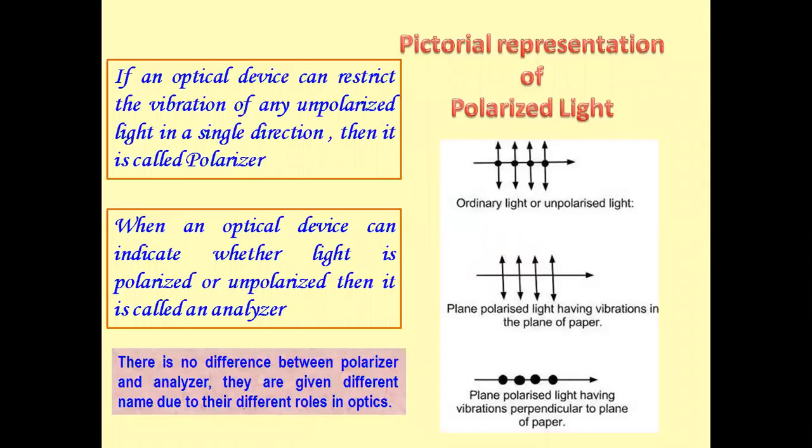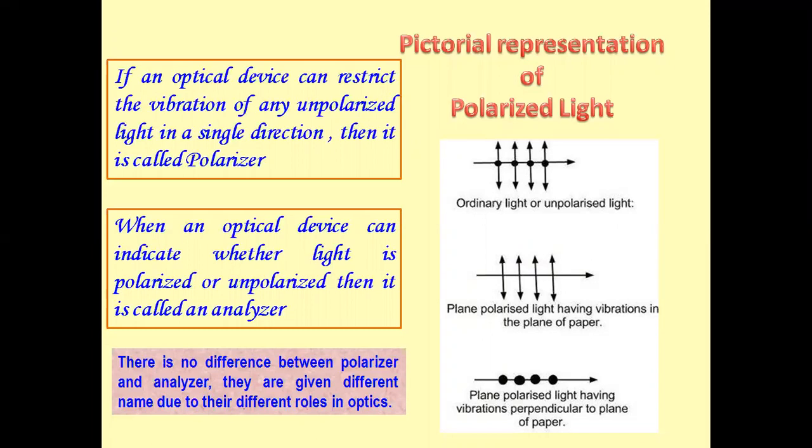In the previous slide, we mentioned polarizer and analyzer. But what are they? If an optical device can restrict the vibration of any unpolarized light to a single direction, then it is called a polarizer. Whereas when an optical device can indicate whether light is polarized or unpolarized, then it is called an analyzer. Basically, there is no difference between polarizer and analyzer. They are given different names due to their different roles in optics.